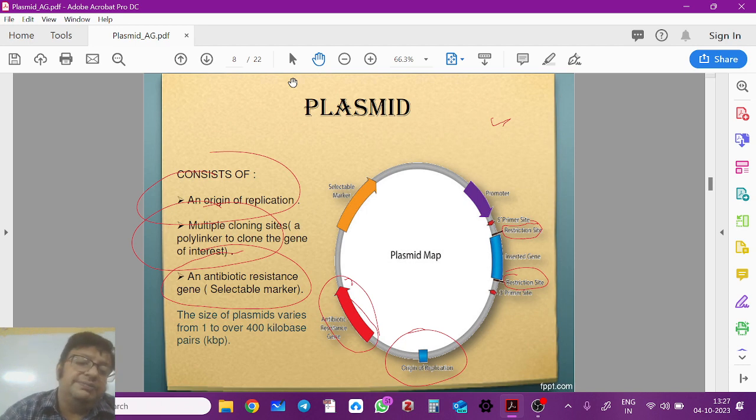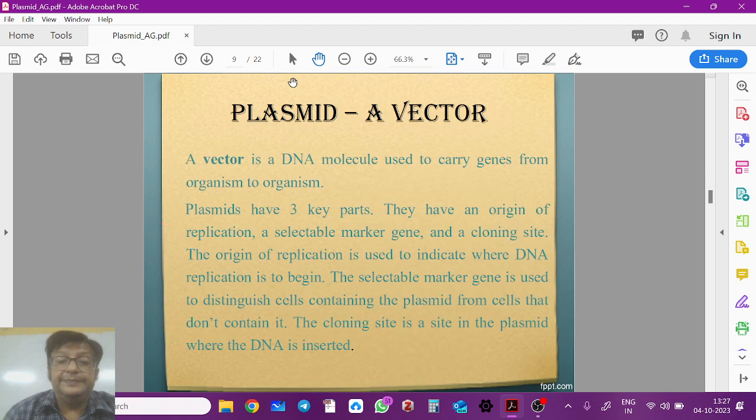So the size of plasmids ranges from 1 kb to 4-5 kb. I have even used 8 to 10 kb plasmids for my work. The ideal size is 2.5 to 3 kb. Perfect, it clones quickly, and you don't have any problems.